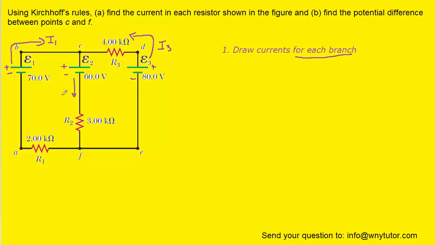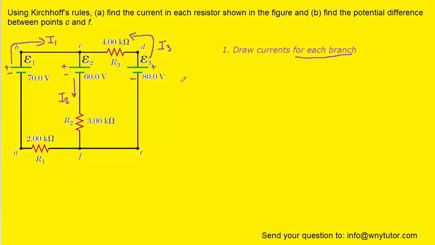Now, choosing the direction for the currents is an arbitrary choice in the beginning. What I mean by that is, if it turns out that we chose the wrong directions, we can actually go back and fix that later in the calculation. So for now, we don't have to really sweat whether these are the correct directions or not. We're just making our best guess.